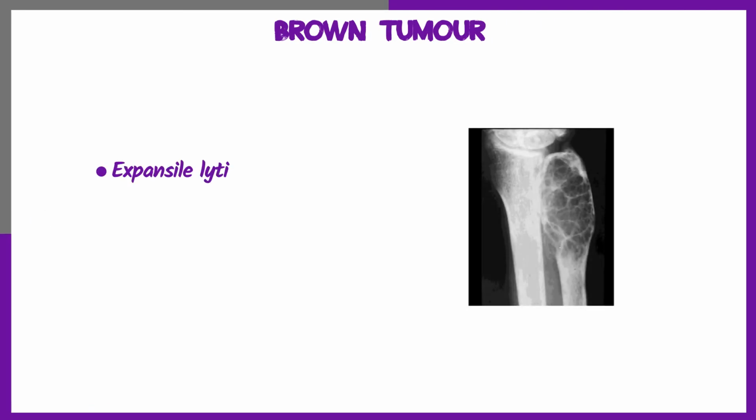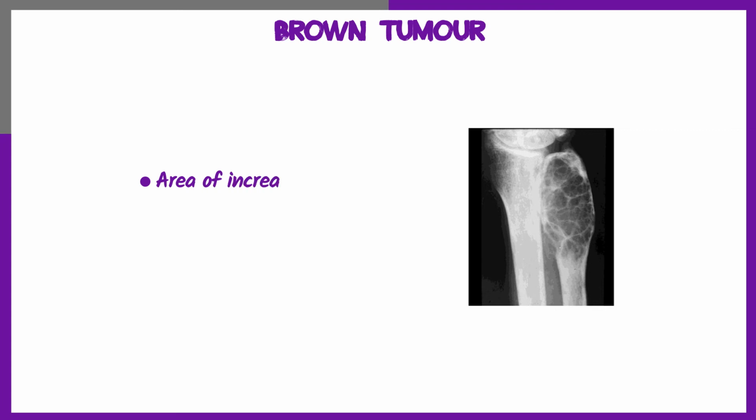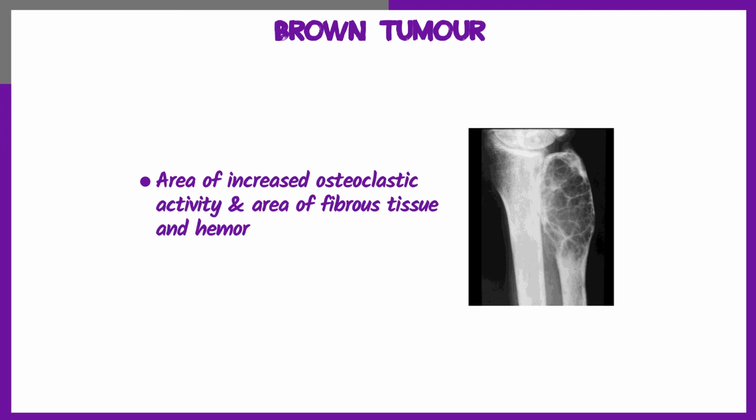Brown tumor is an expansile lytic multiloculated lesion seen in association with hyperparathyroidism. This is an area of increased osteoclastic activity and an area of fibrous tissue and hemorrhage. This is not a neoplasm in itself.